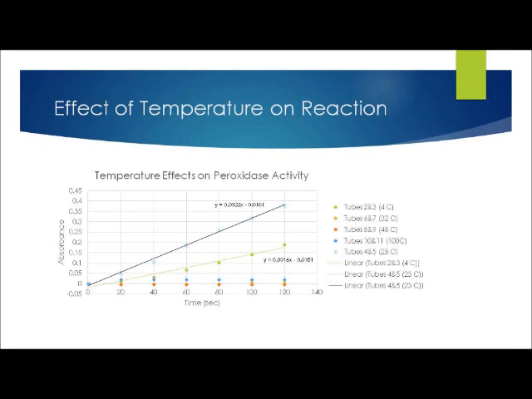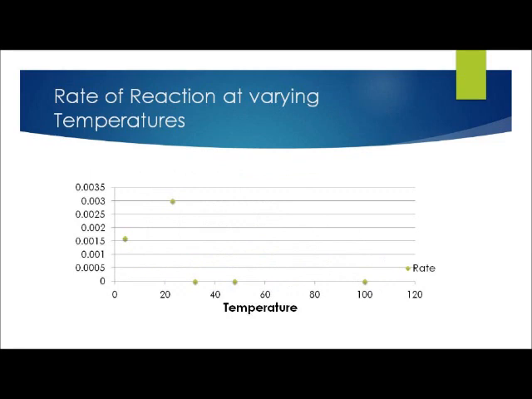Using the slopes from the lines from the effect of temperature on enzyme activity, we constructed this graph: the rate of reaction at varying temperatures. The temperature is the independent variable, whereas rate is the dependent variable.